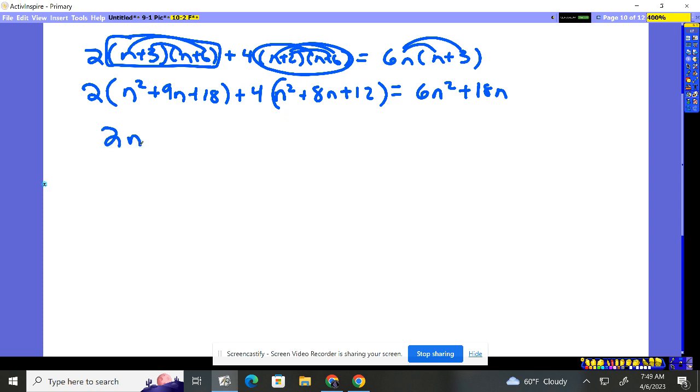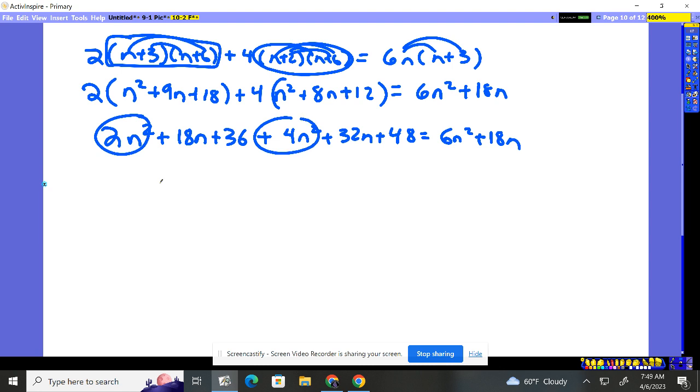So distribute the 2 through. We got 2n squared plus 18n plus 36 plus, distribute the 4 through, 4n squared plus 32n plus 48 equals the 6n squared plus 18n. All right. Putting things together on the left, 2n squared plus 4n squared is 6n squared, plus 18n and 32n, that's 50n, plus 36 and 48 going together, that's 84, equals 6n squared plus 18n.